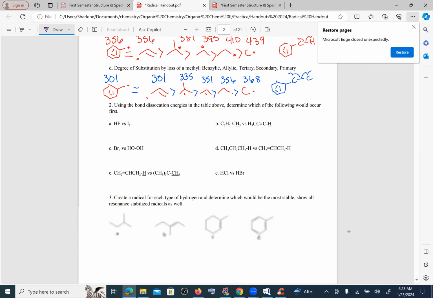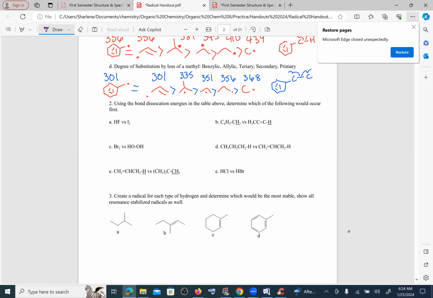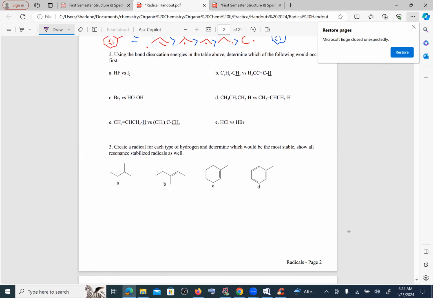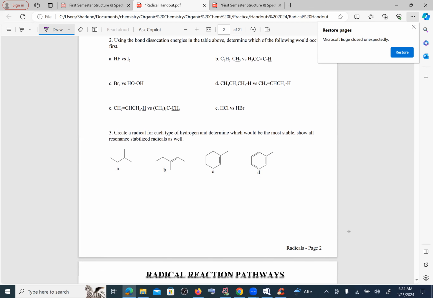Now, I left you some questions to do on your own. Hey, using the bond dissociation energies, can you tell me the difference between HF and I2? Well, again, we'll go grab those numbers, and the lower number will be the more stable. All right, and question number 3. Create a radical for each type of hydrogen and determine which would be the most stable. So we're going to do one of those together.